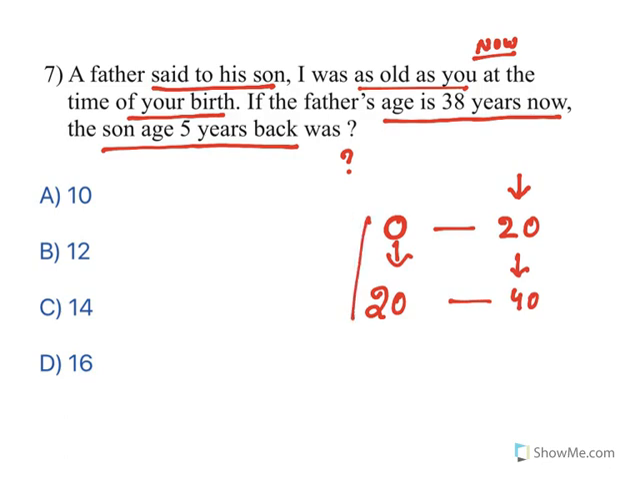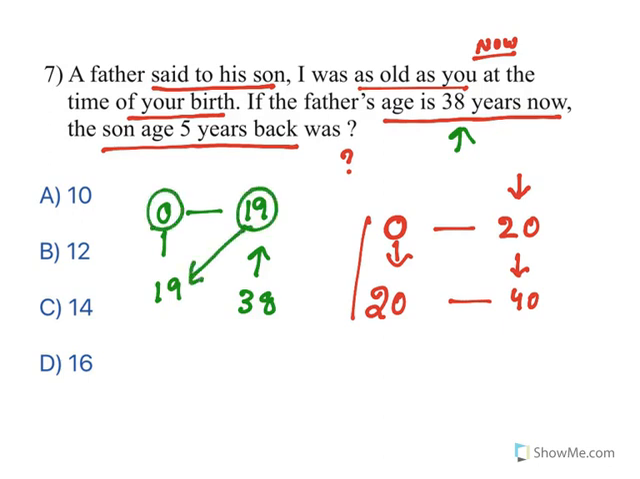Now in the question, what is given? The father is 38 years old. That means what is his age at the time of his son's birth? 19. Now what is the age of the son? 19. So at the time of the son's birth, the father is 19 years. The present age of the son is this much. So what happens to the father is it doubles. So the present age of the son is 19, but the question asks for 5 years back. 5 years back means minus 5, 14.